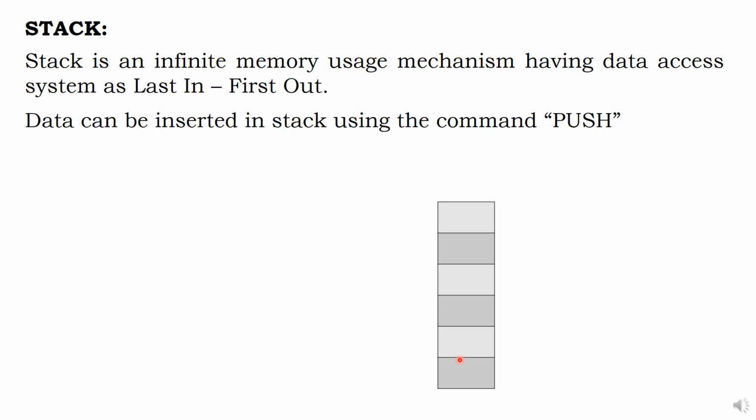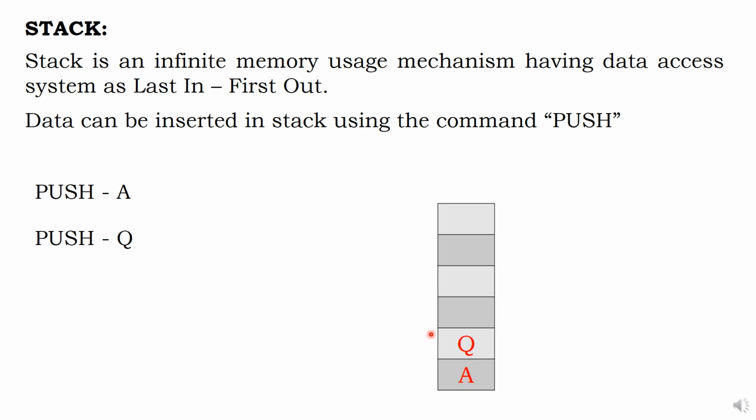Data can be inserted in the stack using the command called push. I will show push A. The moment I say push A, it goes here. Again push Q, it goes above that. Again push B, it goes above that. Now, who is the last in? B. If you take data outside, B will come out first. That is the reason we call it a stack: last in, first out.